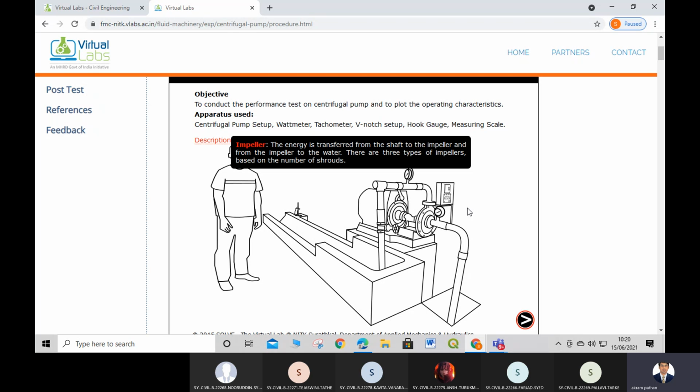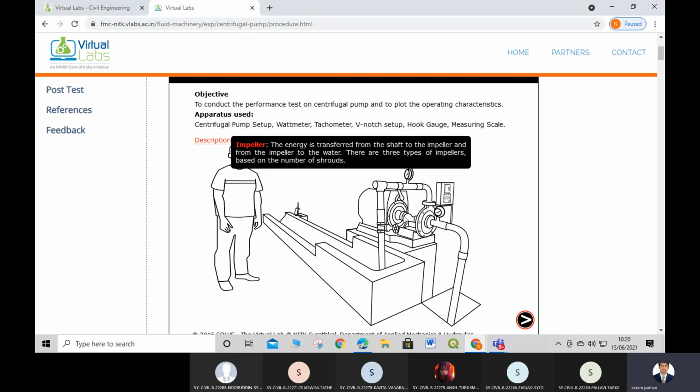Then we require the tachometer. What is the tachometer or what is its use? For example, if you want to measure the speed of the pump in RPM, revolutions per minute, with the help of the tachometer, we can measure the speed of the pump. How will you measure? That is the main question, how to measure the speed of the pump with the help of the tachometer. So basically the tachometer is a device by which we can measure the speed of the pump. But how will you measure the speed? That is the question.